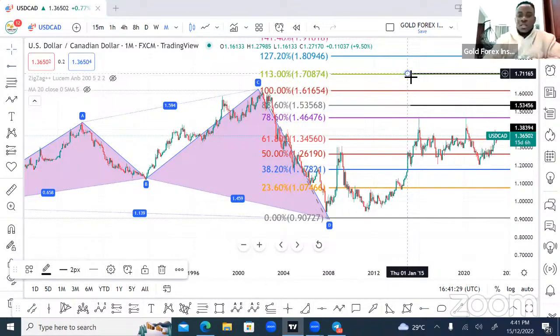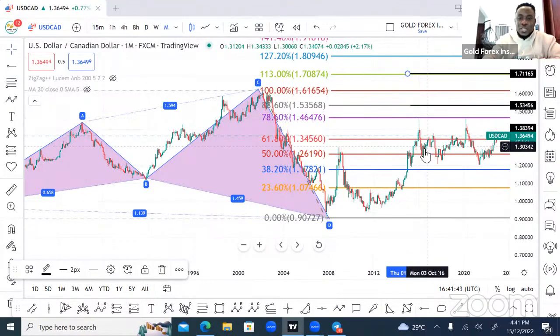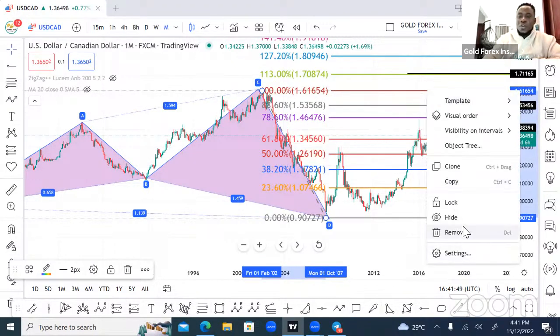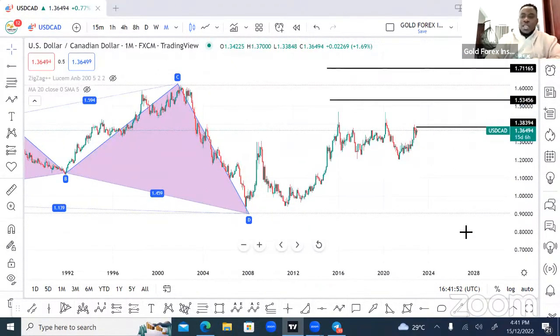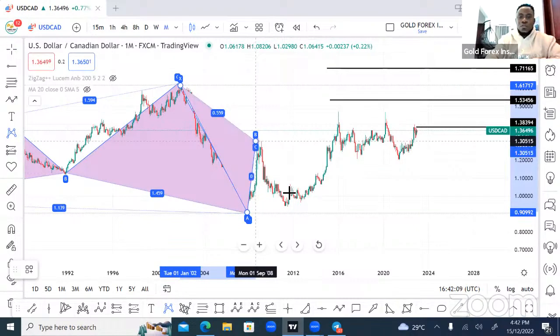Okay, so 113 will give us alternative bat pattern formation. It can even go to crab pattern, but most of the time, crab pattern forms when the B is at 61.8. So for now, we are looking for a buy of USD CAD, and the first point that we are expecting to go is the 88.6, which is this level. When it gets there, a bat pattern formation is what is going to form.